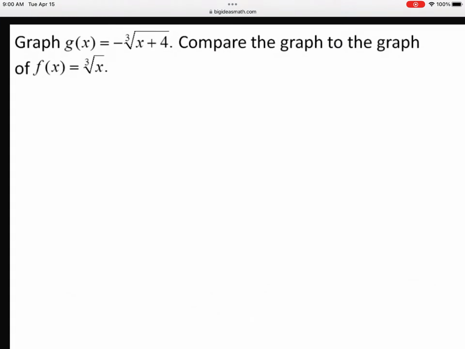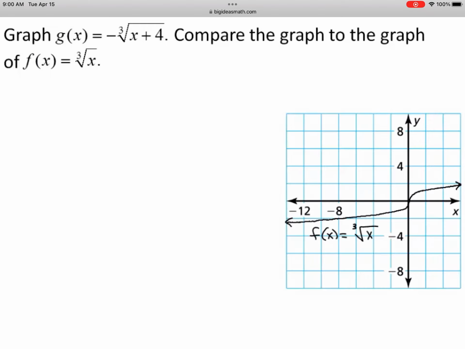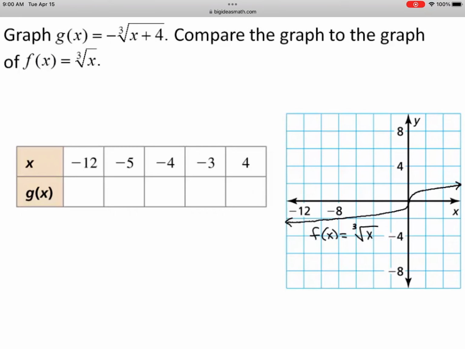Graph g of x equals negative the cube root of the quantity x plus 4. Compare the graph to the graph of f of x equals the cube root of x. Begin with the graph of f of x equals the cube root of x. Then make a table of values.